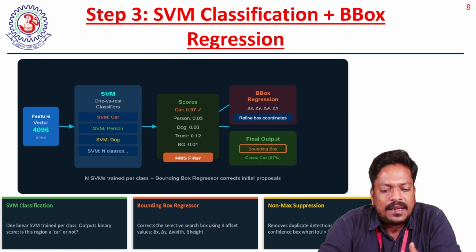For example, here the input image we gave is a car. The probability of maximum, that it is a car, is 0.97. The person is 0.03, so it is not possible. So by using a threshold value, we'll classify that it is a car. After detecting that the object is a car, we have to fix the region of interest, that is called bounding box regression.